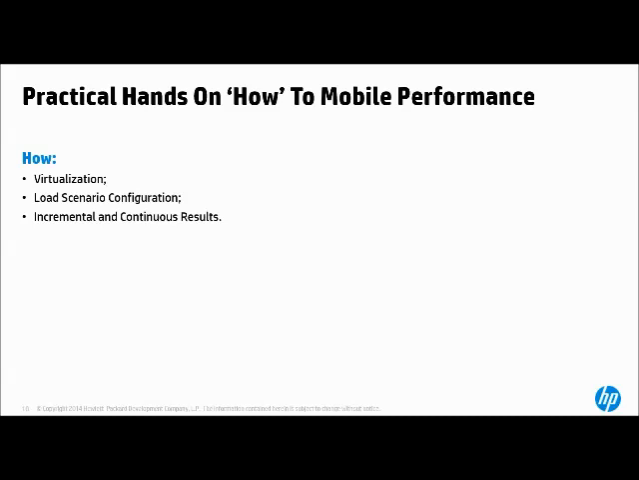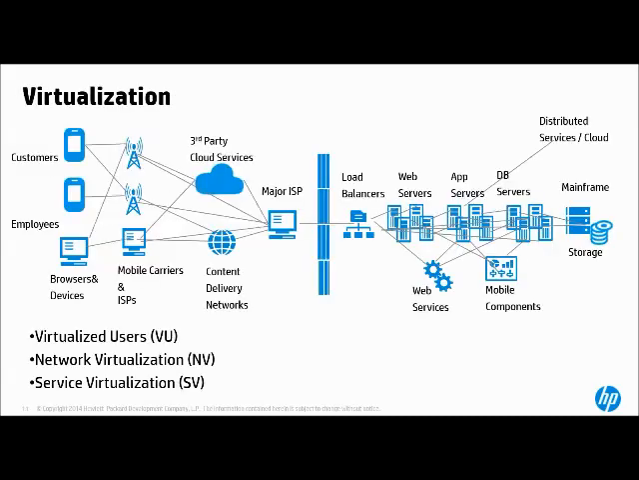So today we're going to talk about how we approach mobile performance, and it basically breaks down to three key areas. Number one, that's virtualization, which we'll cover in quite a bit of detail. Then there are the scenarios that we test themselves, so how we represent our end users and our different customer bases and geographies. And then how we build in incremental and continuous results throughout testing.